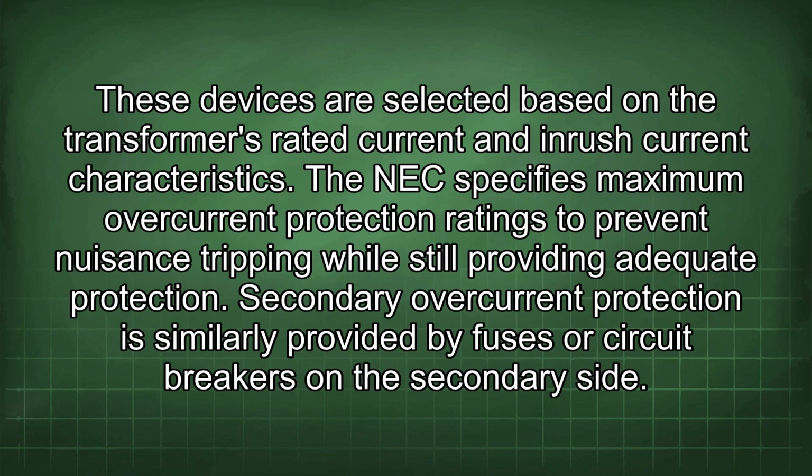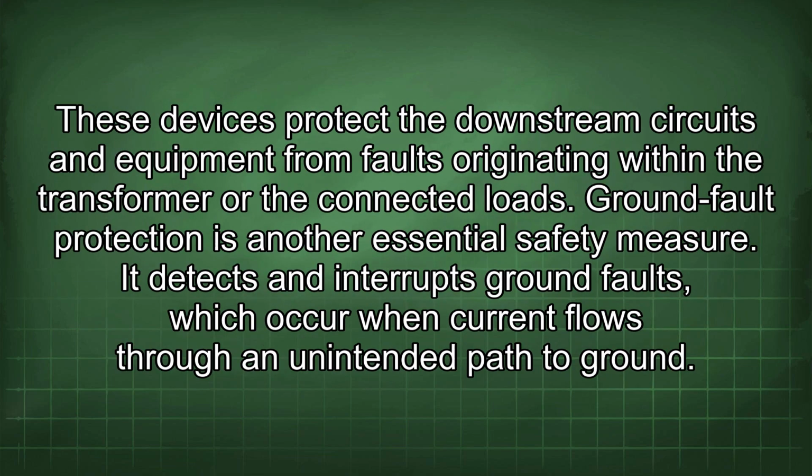These devices are selected based on the transformer's rated current and inrush current characteristics. The NEC specifies maximum overcurrent protection ratings to prevent nuisance tripping while still providing adequate protection. Secondary overcurrent protection is similarly provided by fuses or circuit breakers on the secondary side. These devices protect the downstream circuits and equipment from faults originating within the transformer or the connected loads.